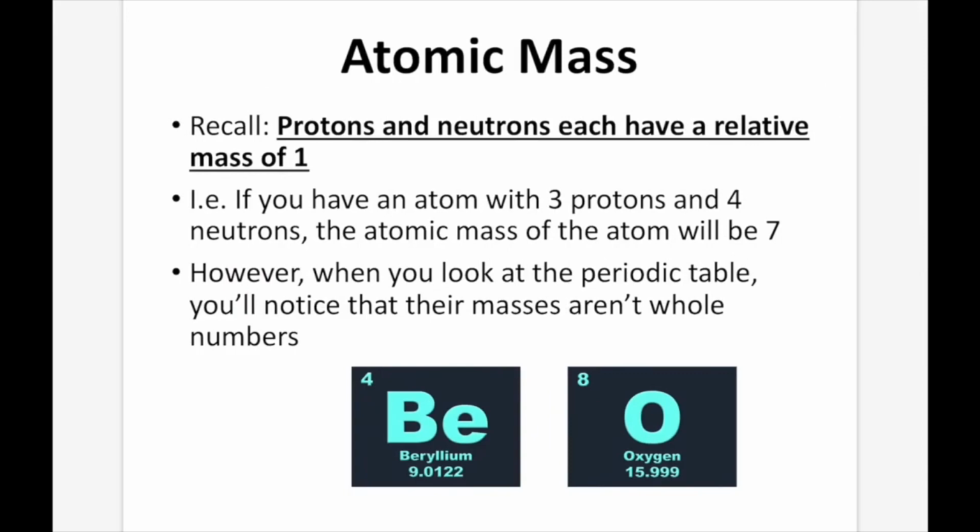Atomic mass. If you recall, protons and neutrons each have a relative mass of 1. So for instance, if you have an atom with 3 protons and 4 neutrons, the average atomic mass will be 7. However, when you look at the periodic table, you'll notice that the masses aren't whole numbers. So beryllium, 9.0122, oxygen, 15.999. How could that be?